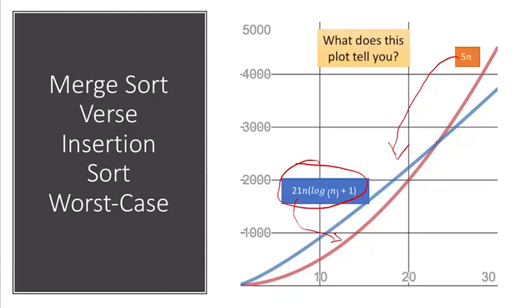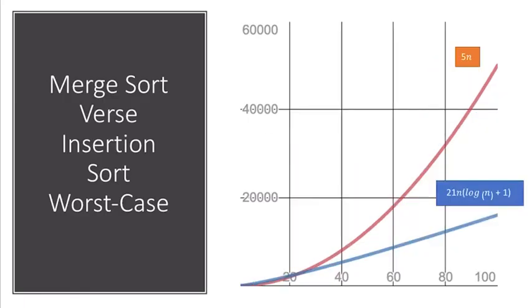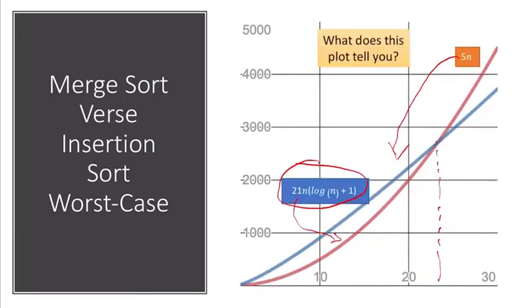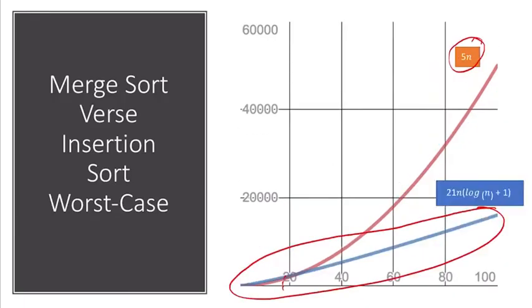If you look for up to some number of elements, insertion sort is actually better. That's what this plot is telling you: insertion sort is better up to some number of elements. But pretty quickly after you get past that, merge sort is going to be much better. Sorry, my problem here is this 5n should be 5n squared in both places. Let me make that correction on my slides. The corrected slide should be uploaded, but in the video here, for annoying reasons, I'm going to have incorrect slides.